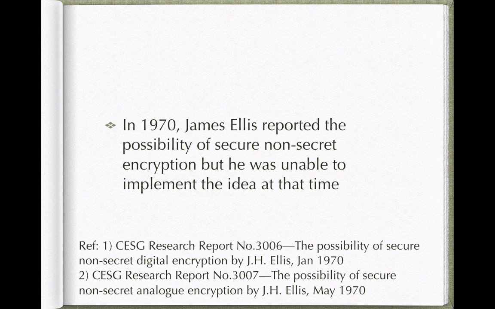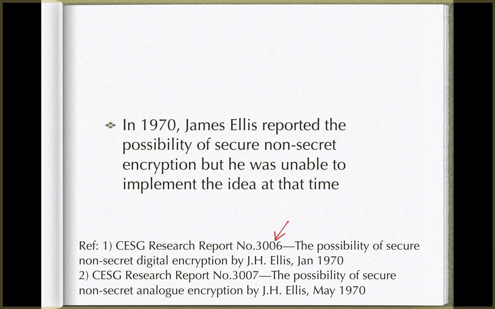The whole world doesn't know what they do. Everything they invent there is always a secret. So whatever report that James Ellis wrote, he basically wrote 2 reports. This is the first report called CESG Research Report number 3006, in which he told that it is possible to securely transmit a key over a non-secure medium in a digital encryption.